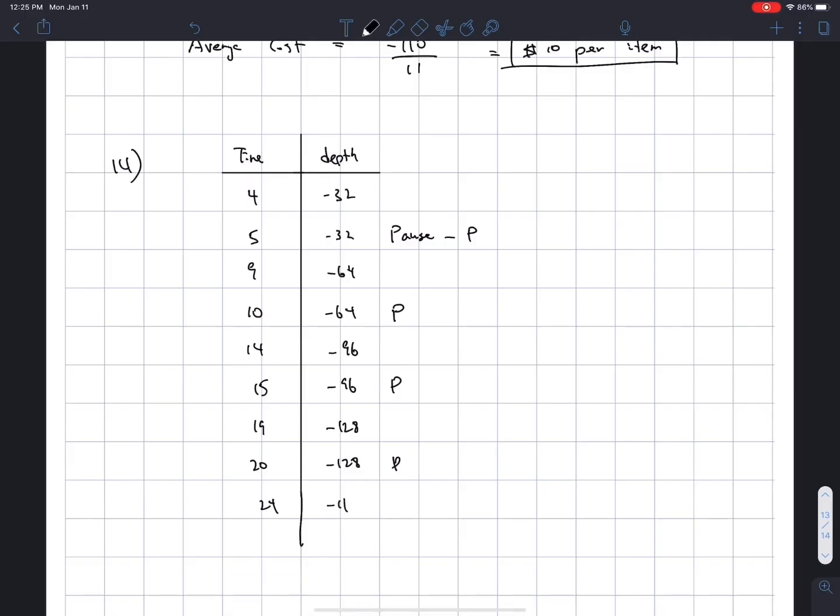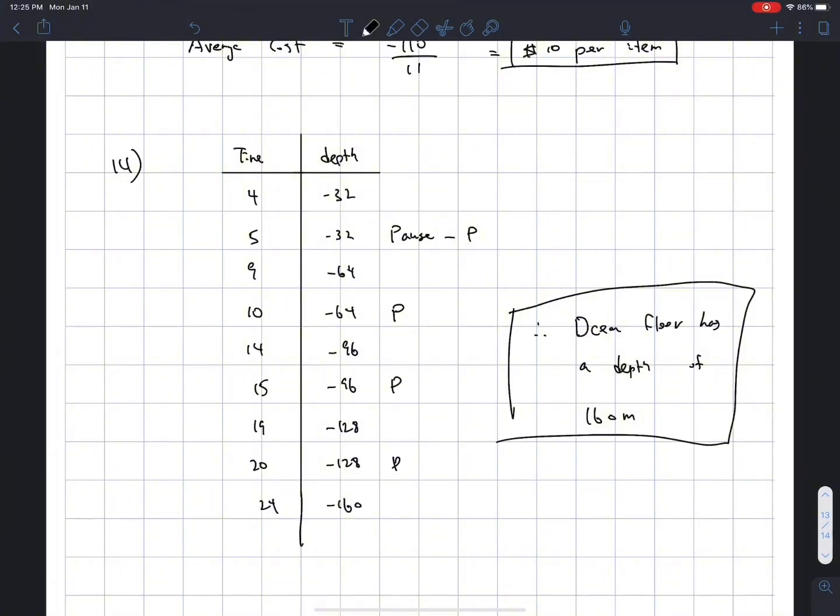Is that 160? Yeah. So you can say the ocean floor has a depth of 160 meters. And that's it in chapter 2. I'll see you in chapter 3.